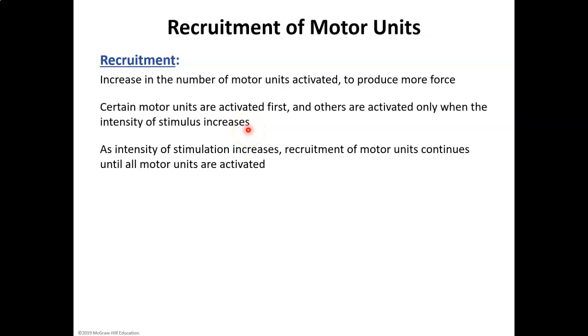So if you're lifting weights and you're trying to find your one repetition maximum, that's called the 1 rep max, you're going to recruit as many motor units as you possibly can to finish that task. Otherwise, most of the time, you're recruiting only enough motor units to do whatever you need to do. As the intensity of the stimulation increases, recruitment of motor units continues until all motor units are activated. If you activate all of the motor units, that's as strong as you can be at that particular time.